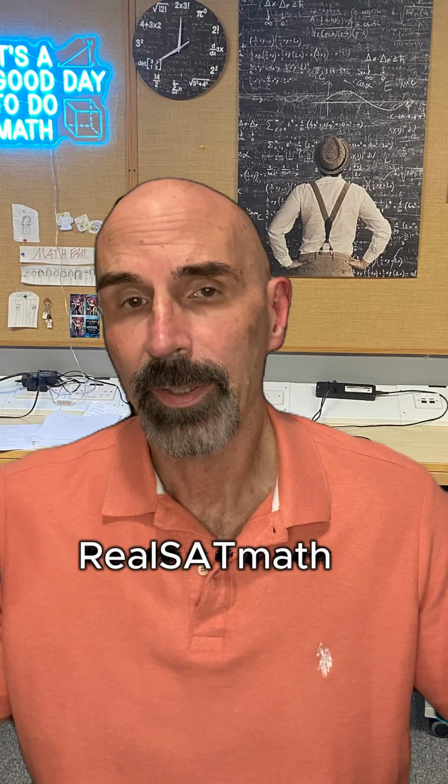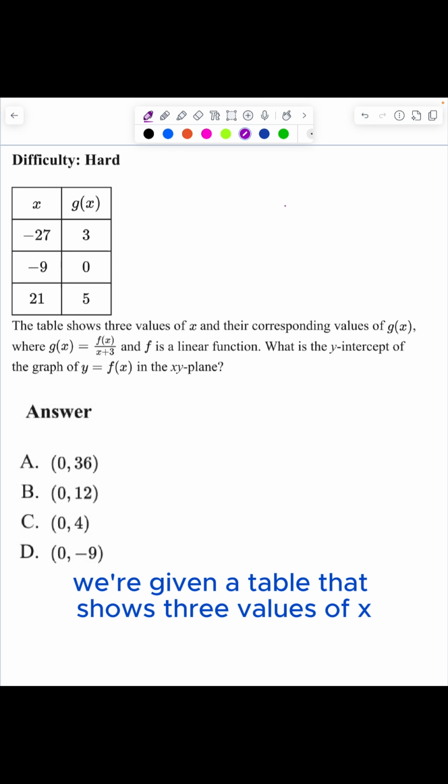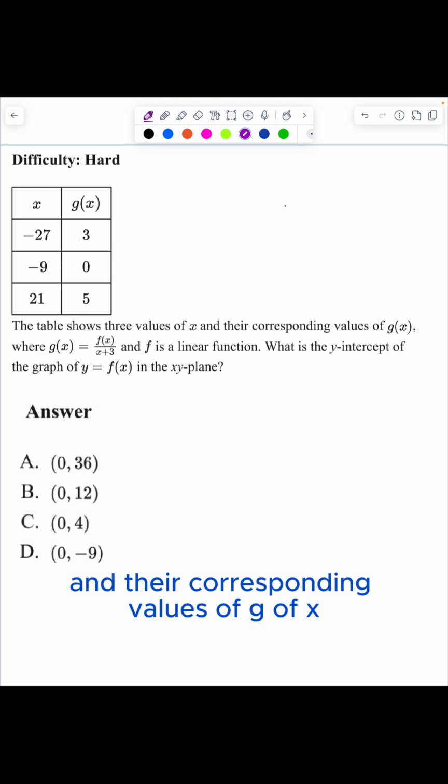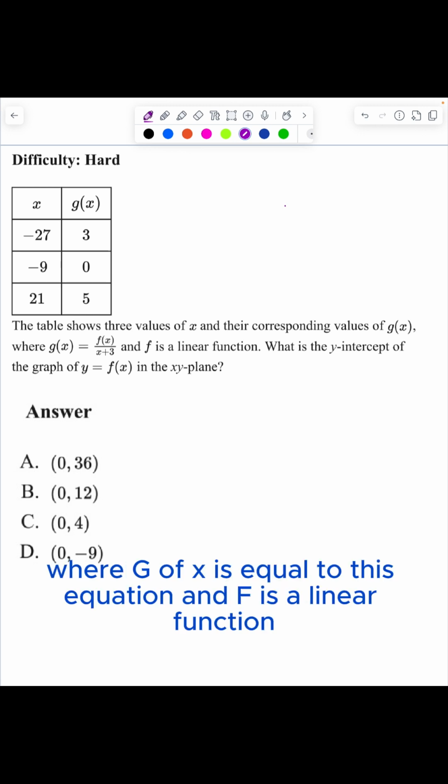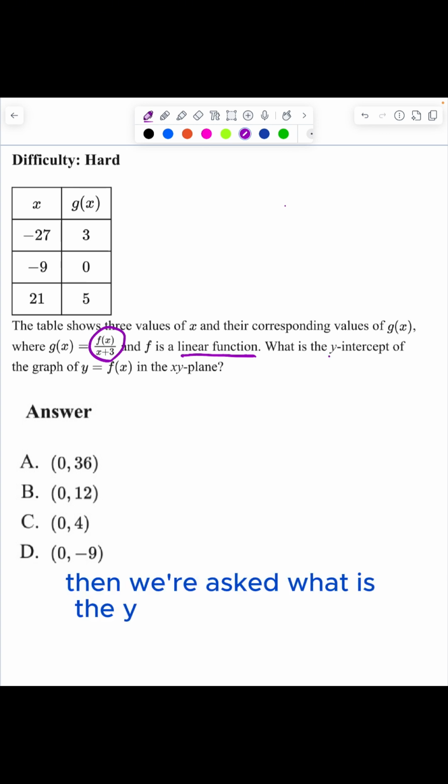How proficient are you with Desmos regression analysis? Let's find out. We're given a table that shows three values of x and their corresponding values of g of x, where g of x is equal to this equation and f is a linear function, and that's an important piece of information. Then we're asked, what is the y-intercept of f of x?